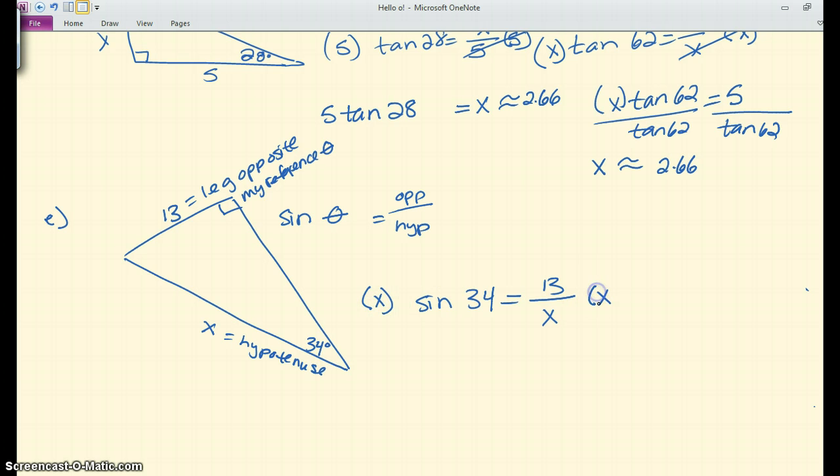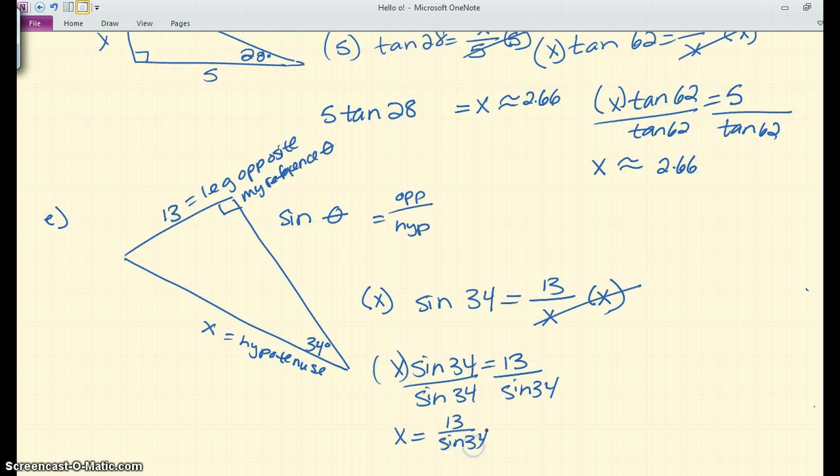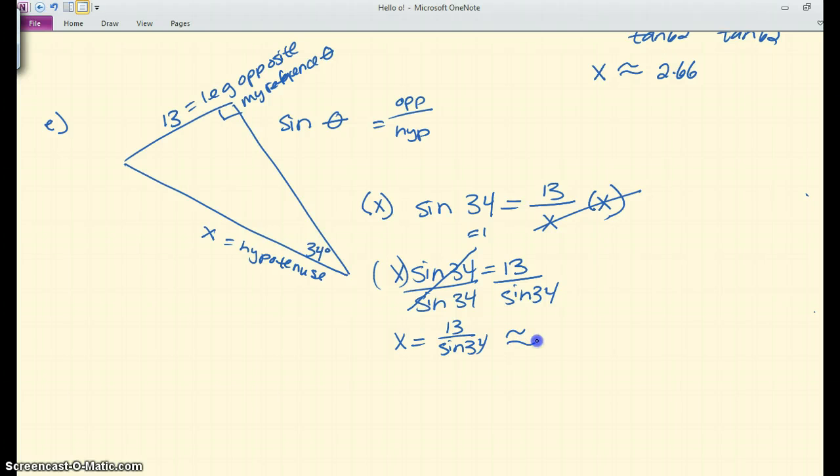Multiplying both sides by x. X multiplied by the sine of 34, which is just the ratio of the opposite leg to the hypotenuse, equals 13. I need to divide both sides by sine 34. Each of these steps needs to be documented in your work. X equals 13 divided by sine of 34, because sine 34 over sine 34 equals 1. And x is approximately 23.25, 23 1/4.